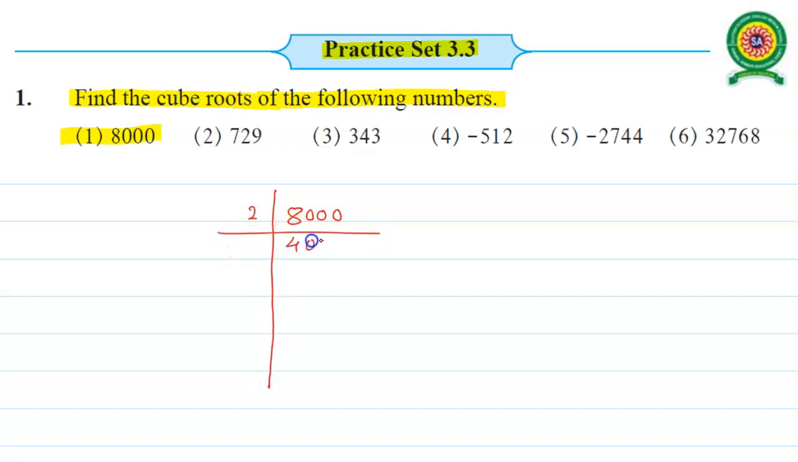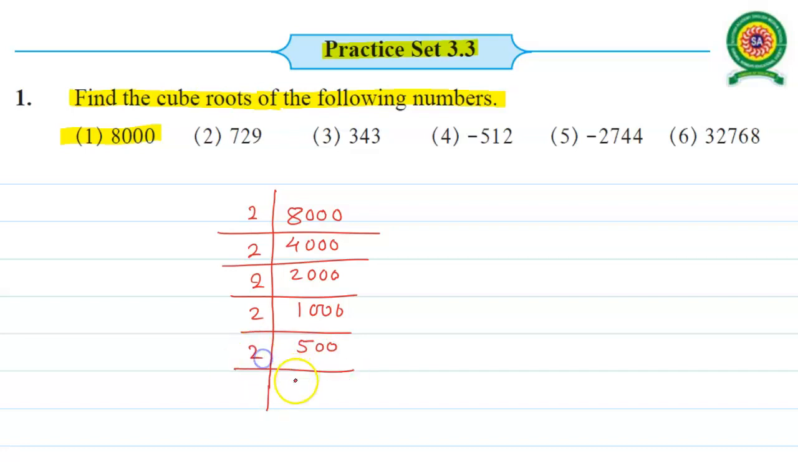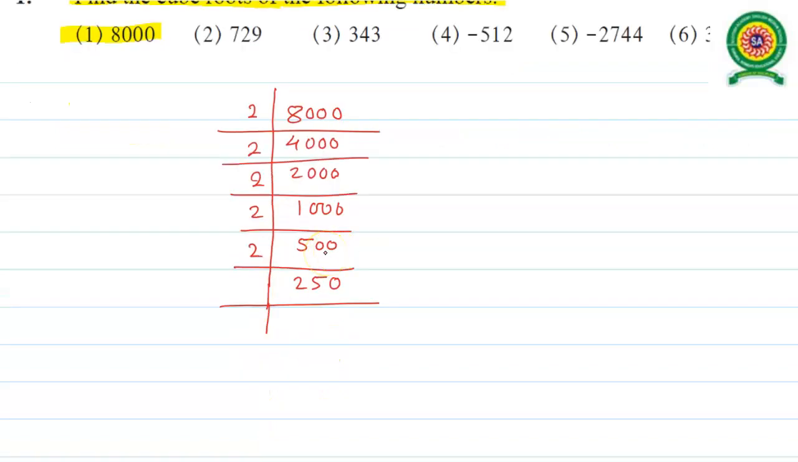2 4s are 8, remains 30 as it is. Then 2 2s are 4, remains 30 as it is. Then 2 1s are 2, remains 30 as it is. Then 2 5s are 10, remains 20 as it is. 2 2s are 4, 2 5s are 10, and 0 we have. Ultimately 250 2s are 500. Next, 125 2s are 250. Next, 25 5s are 125. Next, 5 5s are 25, and at last 5 1s are 5.